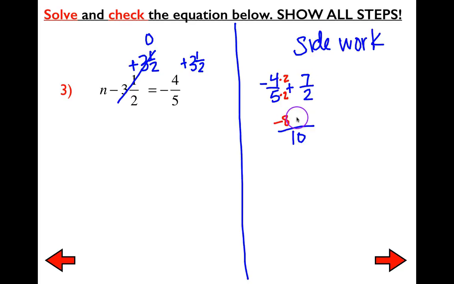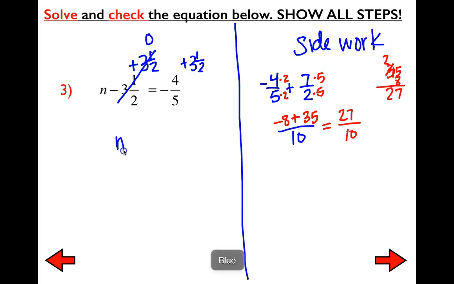Now here, I'm going to add 2 times what gives me 10? It would be 5. So multiply the numerator by 5, and I would get 35. So here I have more positives. How many more positives? A little bit more side work right here. That would give me 27. So I'm going to say positive 27 because there's more positives than there are negatives. So I'm going to go ahead and write that down. Here I have n equals 27 tenths is my answer.